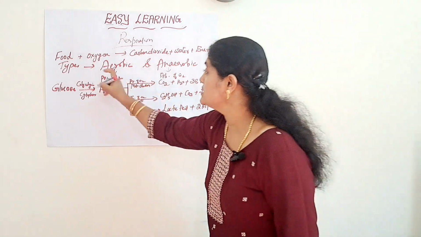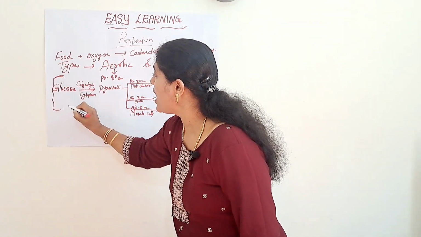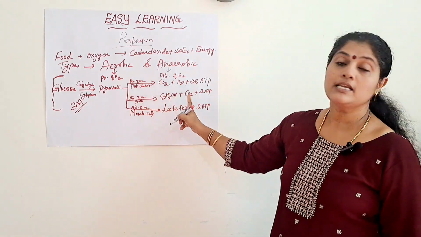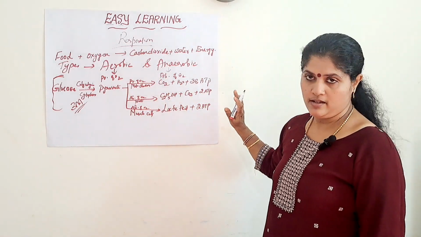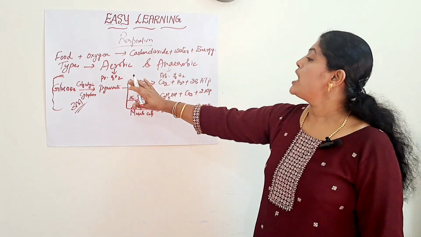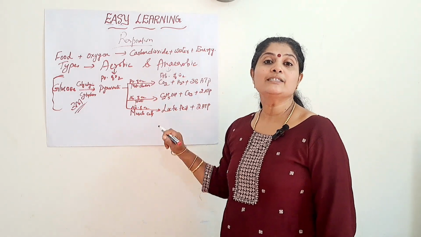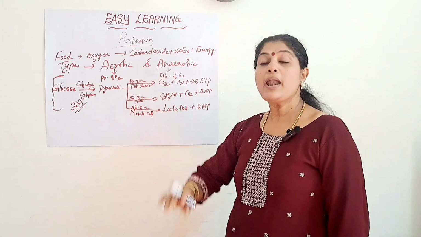So this is a very, very important part. It is a 3-mark question for the board exam. This equation you have to know very well. Understood? So now I am moving on to how the respiration process takes place in plants.